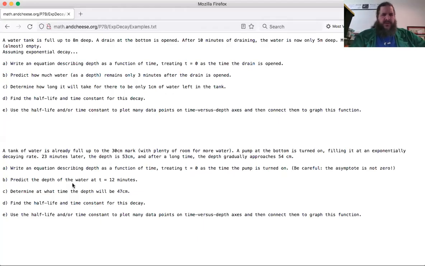So in this second problem, we have a tank of water that starts off already 30 centimeters full, and we turn on a pump to gradually fill it more and more and more, but it only fills up eventually to getting closer and closer to 54 centimeters. Presumably this is based on the strength of the pump. The pump can only support up to 54 centimeters worth of height. So we're transitioning from starting 30 centimeters full and approaching 54 centimeters full.